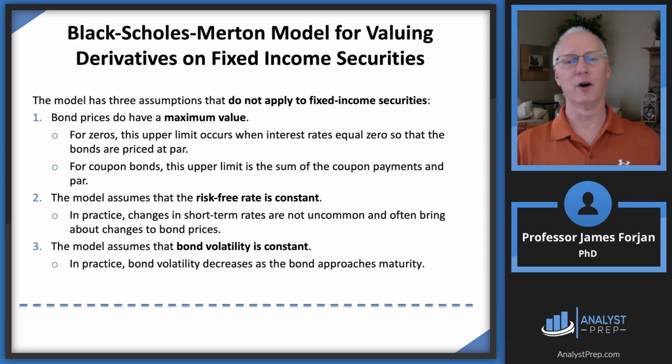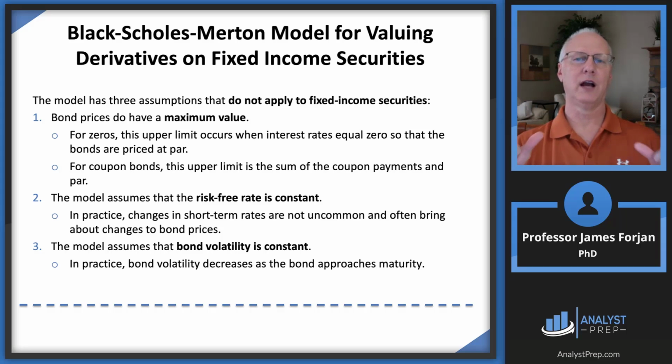Black-Scholes-Merton, which is one of our favorite models. I know it's one of my favorite models. All right, so how about 3 assumptions that do not apply to fixed income securities? Bond prices do have a maximum value. The upper limit occurs when interest rates equal 0, so that the bond is priced at par value. So for coupon bonds, this upper limit is the sum of the coupon payments and the par value.